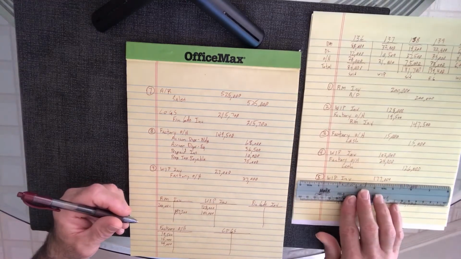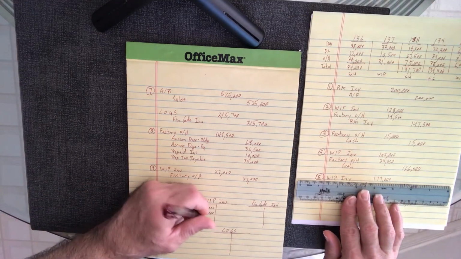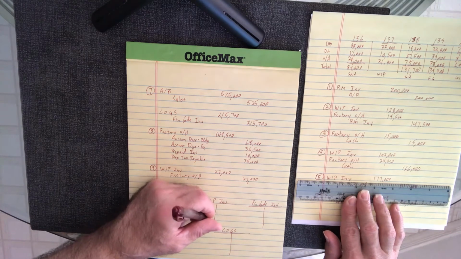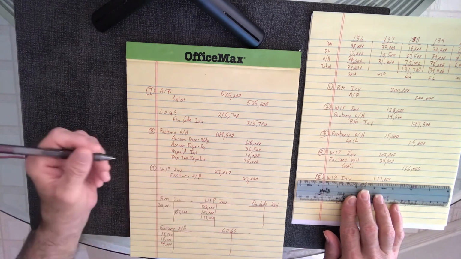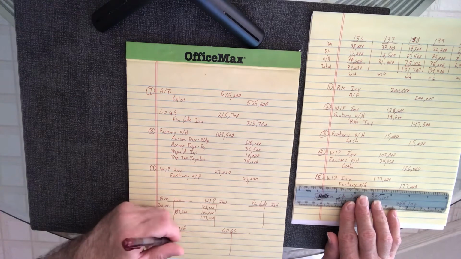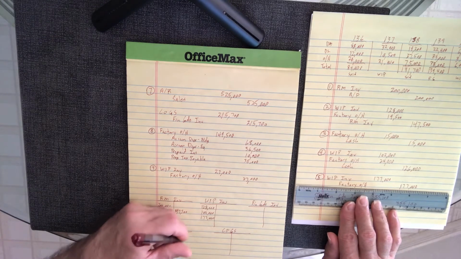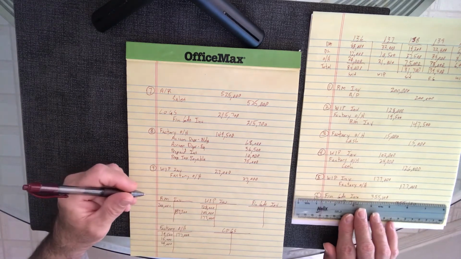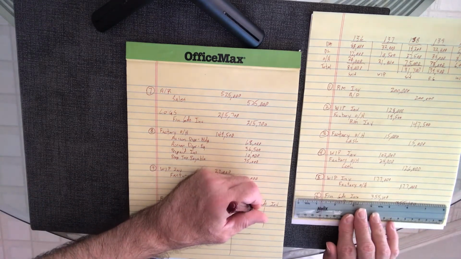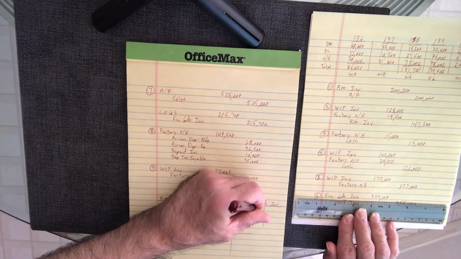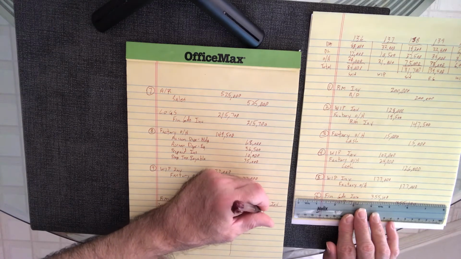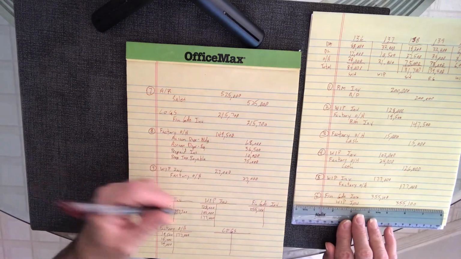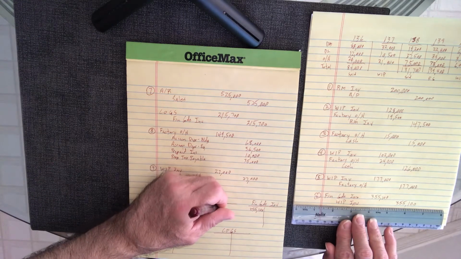Work in process inventory, debit, 177. Factory overhead, credit, 177. Finished goods inventory, 355,100, debit. Work in process, credit, 355,100.